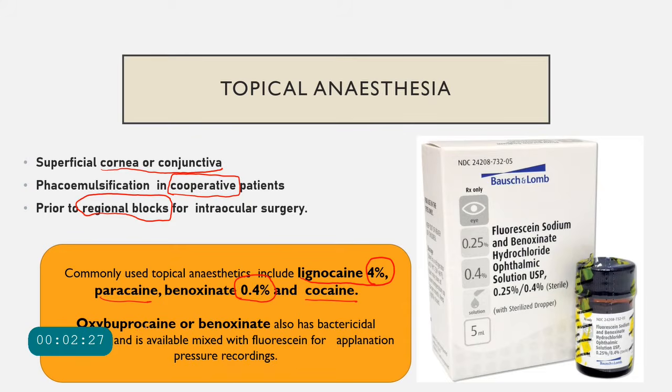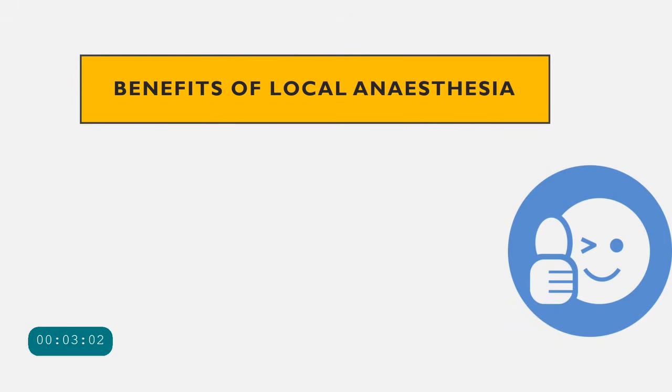And then we have the other topical anesthetic agent called oxybuprocaine, which is also called benoxinate. Now, the special feature about this benoxinate is that it comes in combination with fluorescein sodium, and therefore you can use this topical anesthetic agent directly for applanation tonometry, because you do not instill the paracaine separately and the fluorescein strip separately. You can use these drops, which is like a combo of the local anesthetic along with the fluorescent agent.